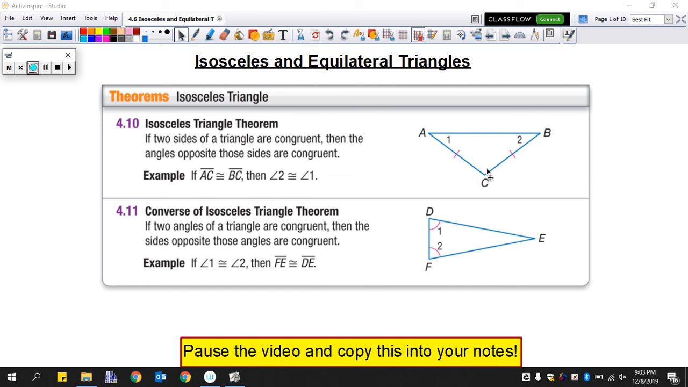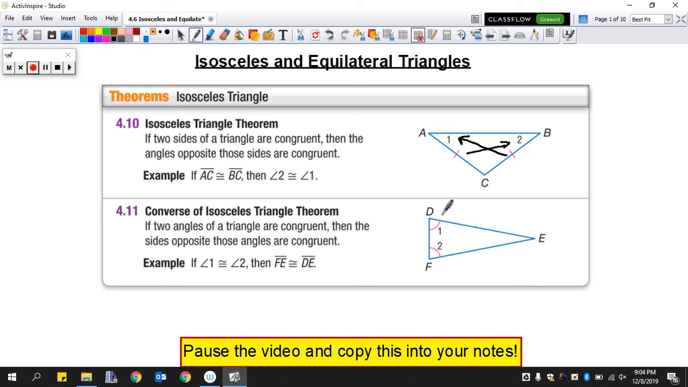So in this case, we have side AC is congruent to side BC. The angle that is opposite side AC is angle 2. If you go across the center, you see that angle is angle 2. Same thing if you have BC, the angle that's opposite it is angle 1. So angle 1 and angle 2 are the two congruent angles.